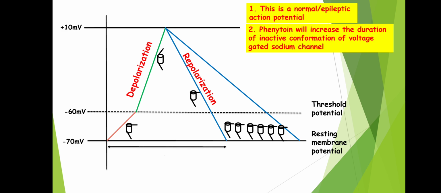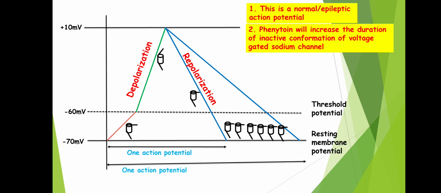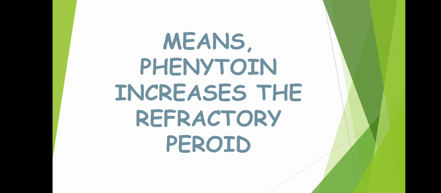Okay, so this is the duration of one action potential, and this is also the duration of one action potential, but the duration is prolonged because of phenytoin. So basically what phenytoin is doing, it is blocking the voltage gated sodium channel by binding it at the inactive conformation, and it is increasing the time to flip the inactive conformation into the resting condition. So basically it is increasing the duration of action potential. Okay, so phenytoin increases the refractory period, and this is the action of phenytoin.